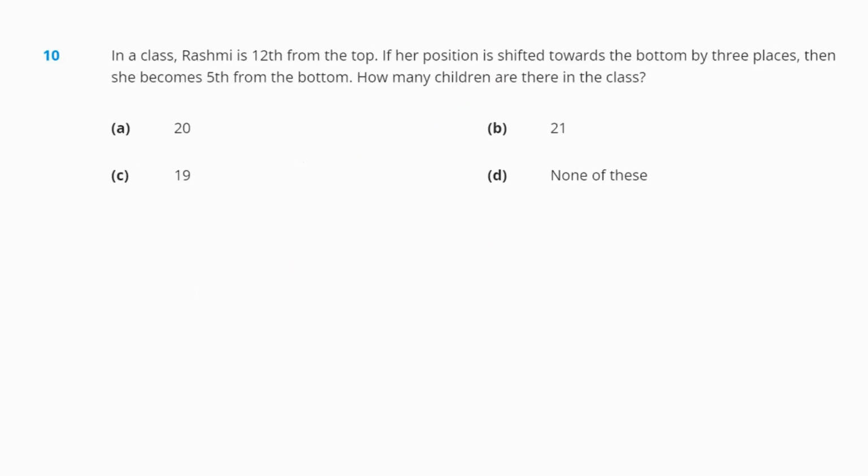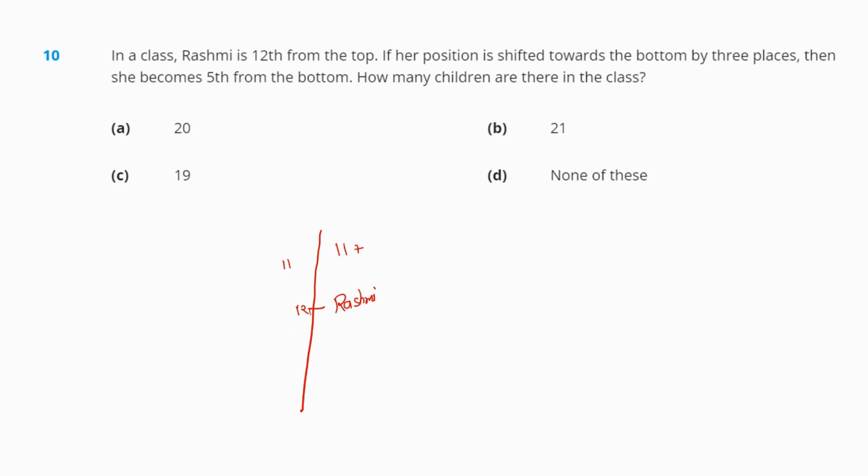In a class, Rashmi is 12th from the top. If her position is shifted towards the bottom by 3 places, then she becomes 5th from the bottom. How many children are there in the class? So let's draw a line. Firstly, Rashmi is 12th from top. So here are 11 people. Rashmi is the 12th position and this is Rashmi. Here are 11 people left.